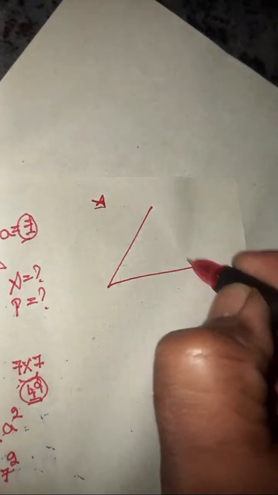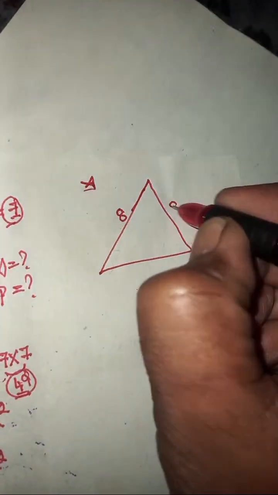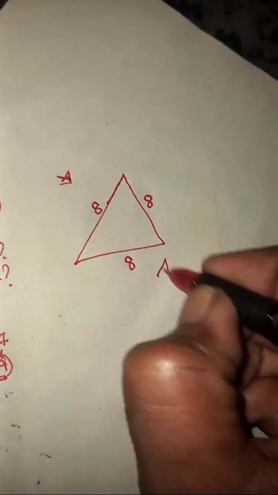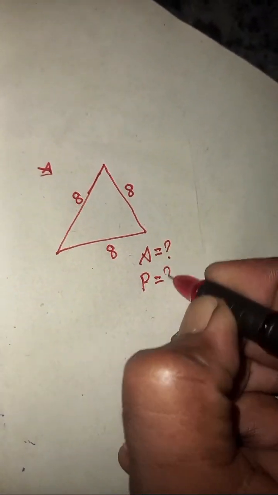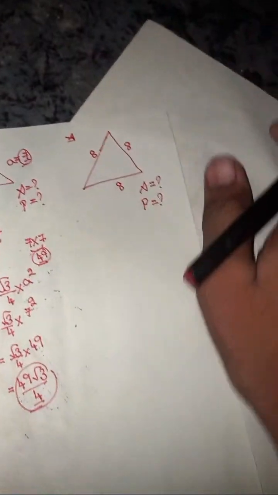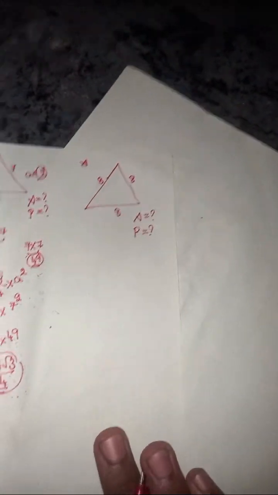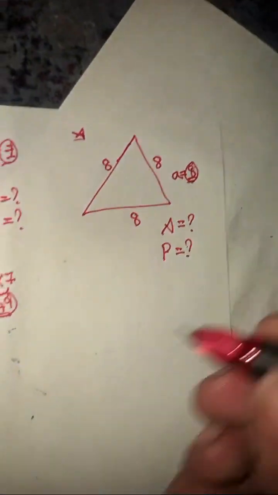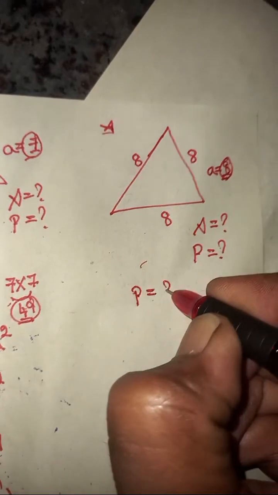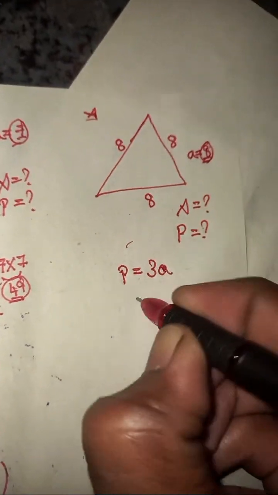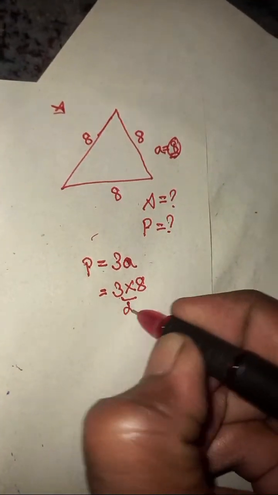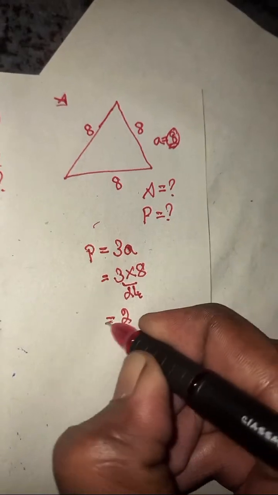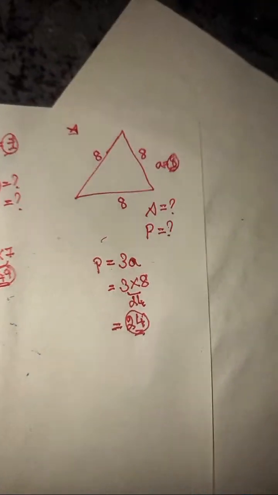Let's take one more triangle. In this triangle, they have given all sides are equal to 8 units. Find out what's the area and what's the perimeter. Here the side length they have given us is 8 units. Here perimeter is 3 times the side length 8 units. 3 times 8 is 24.